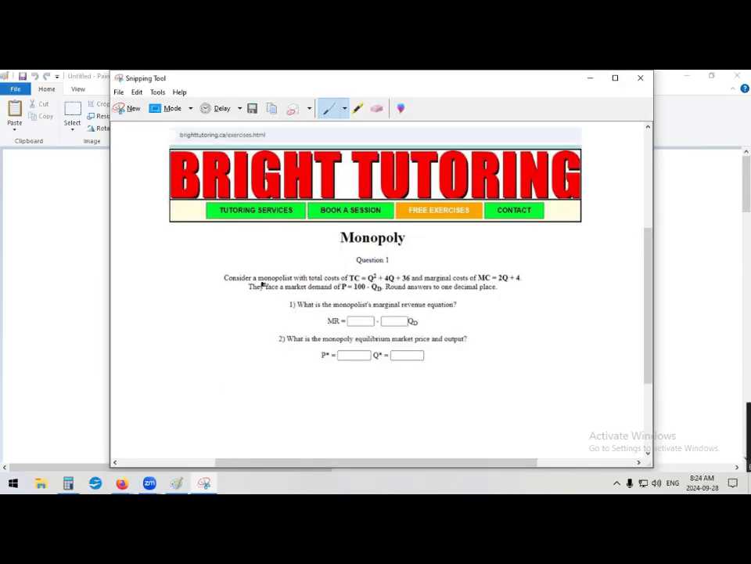So here's the question. Consider a monopolist with a total cost curve of q squared plus 4q plus 36, which gives them a marginal cost equation of 2q plus 4. And they face a market demand curve of market price P equals 100 minus the market quantity. Now what we have to figure out is the marginal revenue equation for the monopolist. And then once we have that, we have to find the monopoly equilibrium price and quantity.